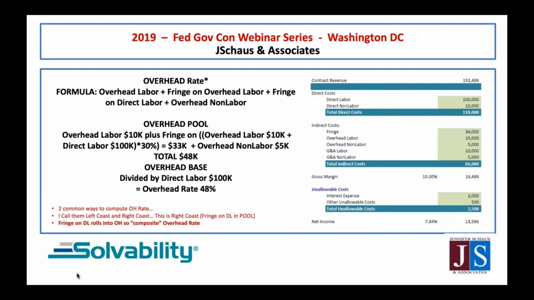Overhead rate. Again, you can see I've got an asterisk, and down at the bottom left, I'd say there's more than one way to calculate an overhead rate. In general, there's cost associated with the fringe benefit of direct labor. Some people put that in the overhead pool. Other people put it in the overhead base. I tend to call it left coast and right coast just to let people recognize there's a difference.